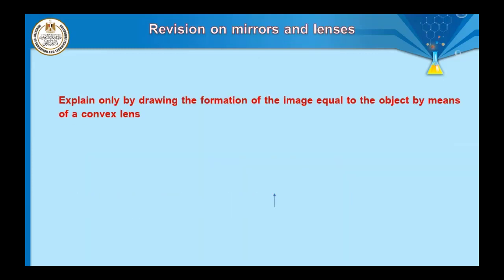Number two, explain only by drawing the formation of an image equal to the object by means of a convex lens. Where is the object? At center. The first ray is parallel to the principal axis and refracts passing through the focus. The second ray passes through the optical center. Where is the image formed? At center. The properties of this image: number one, real; number two, inverted; number three, equal in size.